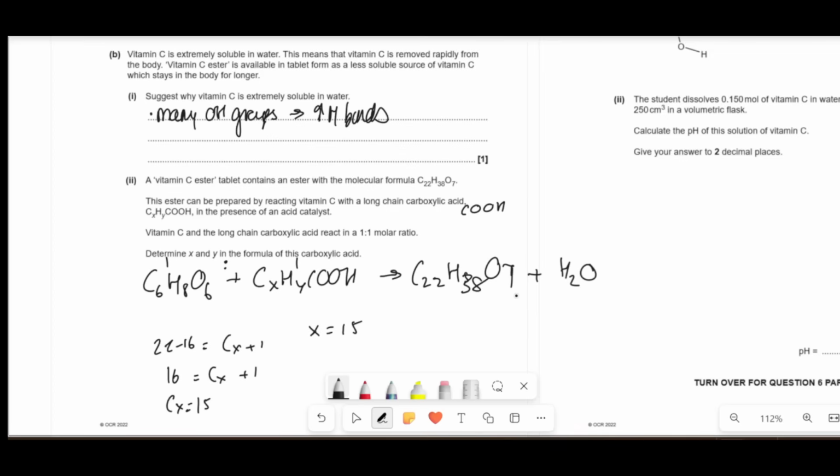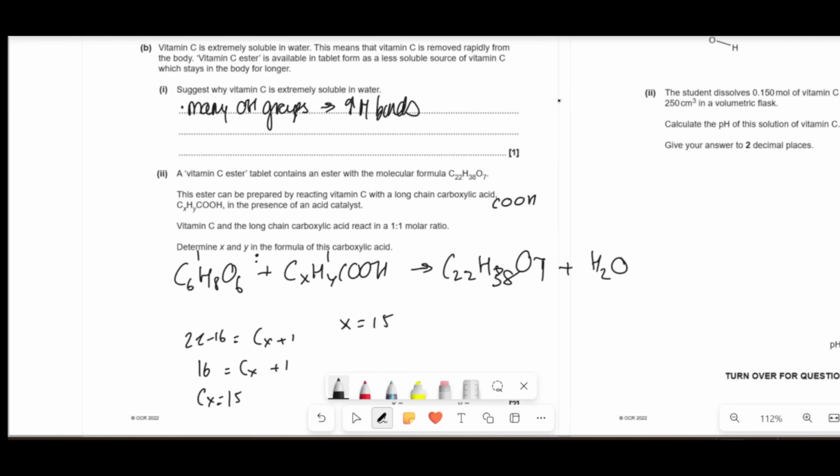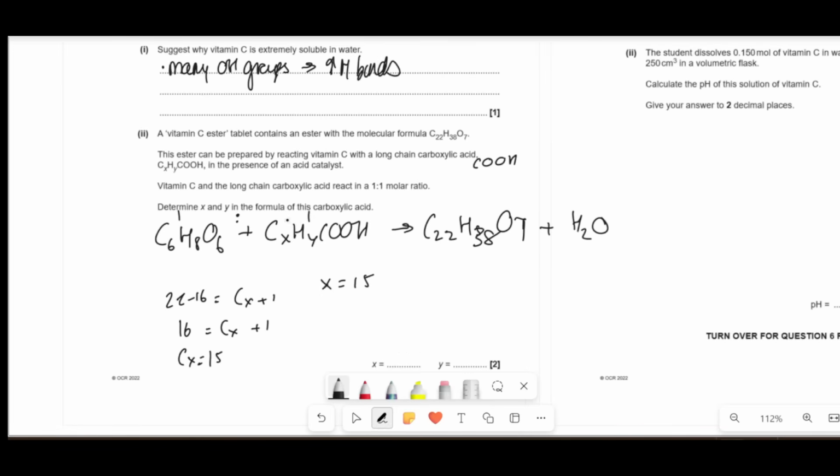C22H38O7. So we'll look at the oxygens. We're going from an O6 to an O7. So that means that only one of those alcohol groups will have reacted. And that also makes sense, because they've told you it's a 1-to-1 ratio.